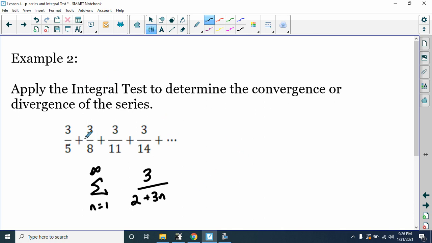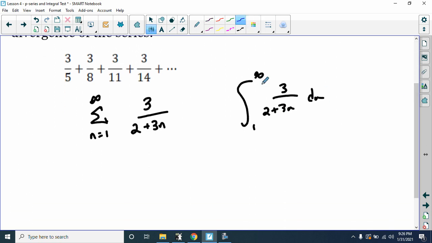So let's do that. Notice these numbers are always positive. They're always getting smaller. 3's on the top, and the bottom numbers are getting bigger. So this is decreasing. It is continuous everywhere except at negative 2/3, which is not from 1 to infinity. So it is continuous, positive, and decreasing. So we are going to integrate from 1 to infinity of 3 over 2 plus 3n dn. Use substitution.